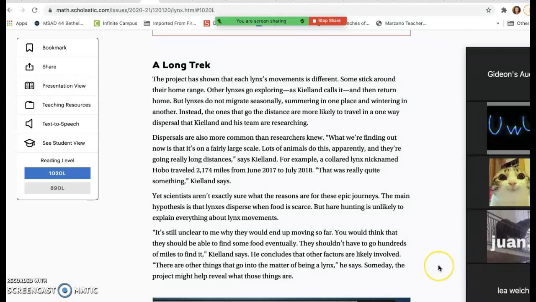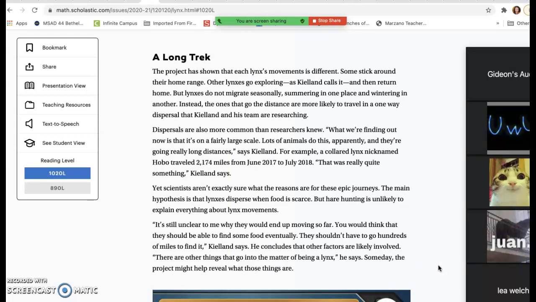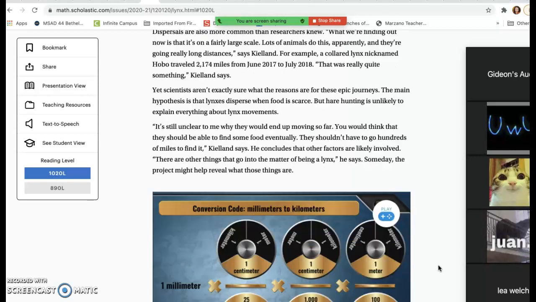You would think that they should be able to find some food eventually. They shouldn't have to go hundreds of miles to find it, Keeland says. He concludes that other factors are likely involved. There are other things that go into the matter of being a lynx, he says. Someday, the project might help reveal what those things are.